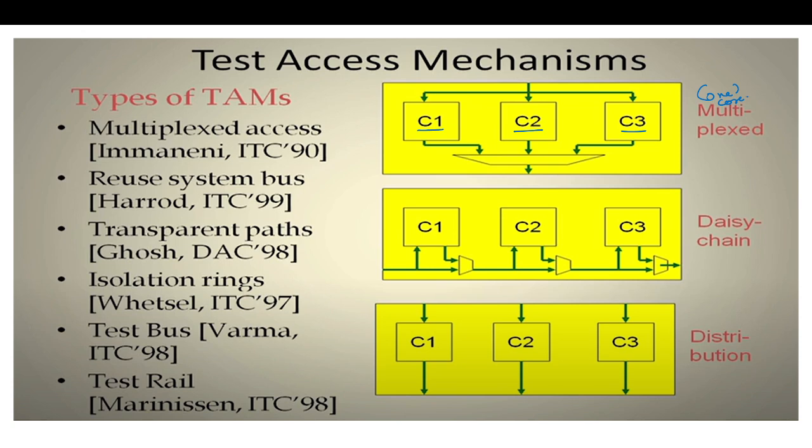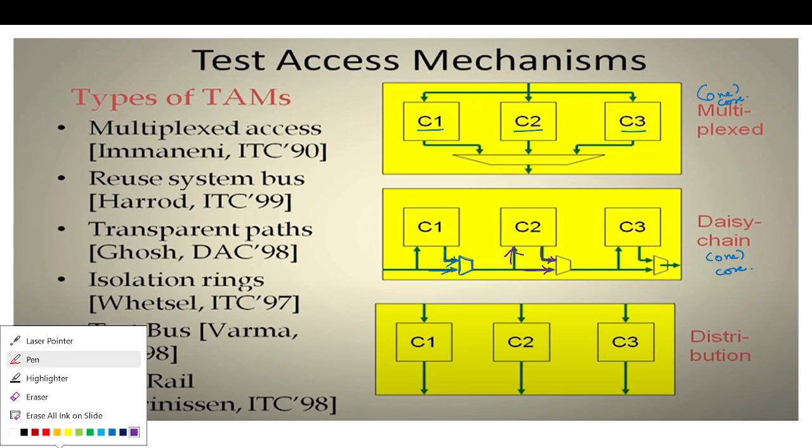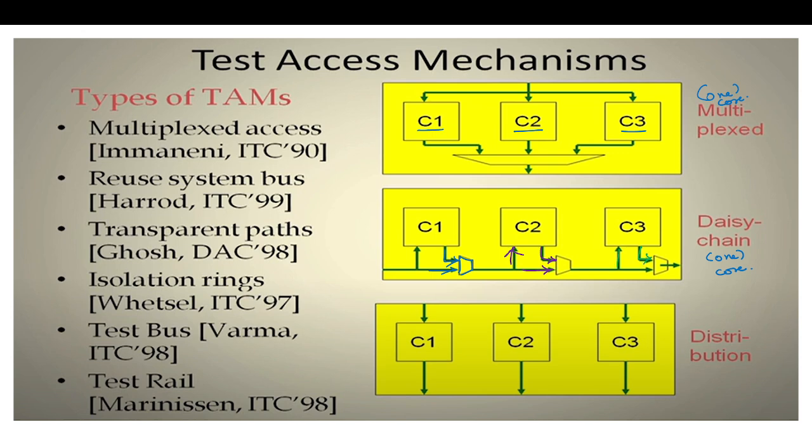And in the daisy chain based method, again we can test only one core. But you can observe the size of the multiplexer is reduced now. This TAM is used by C1, so C2 and C3 can't use it. Now if C2 is using it, then not C3 or C1. And if C3 is using it, C2 and C1 cannot be tested. So we cannot do parallel testing, but at a time only one can be tested.